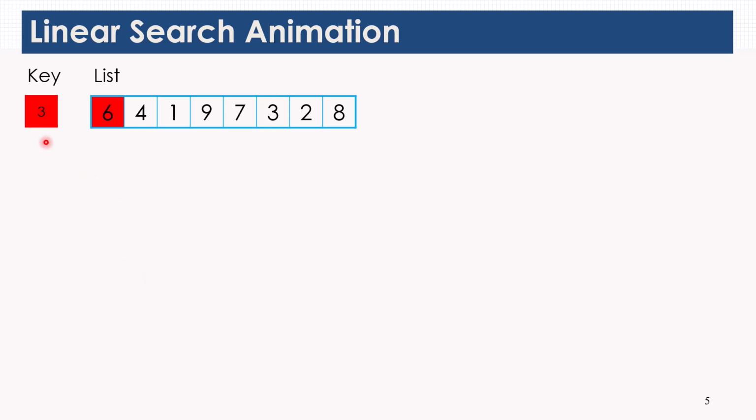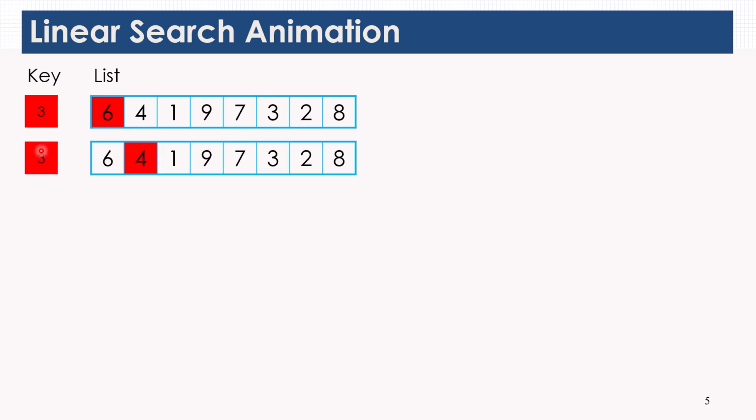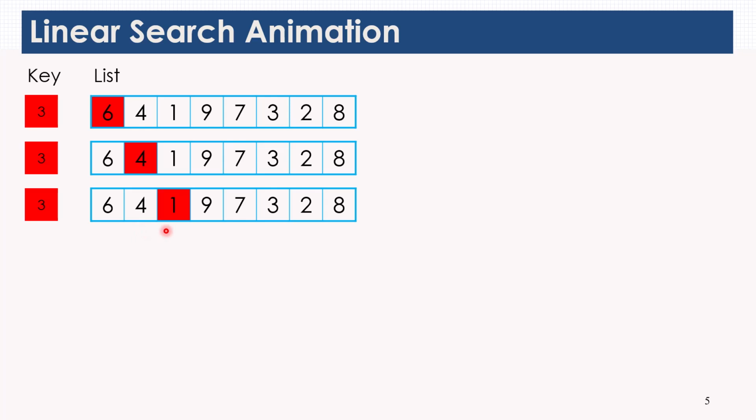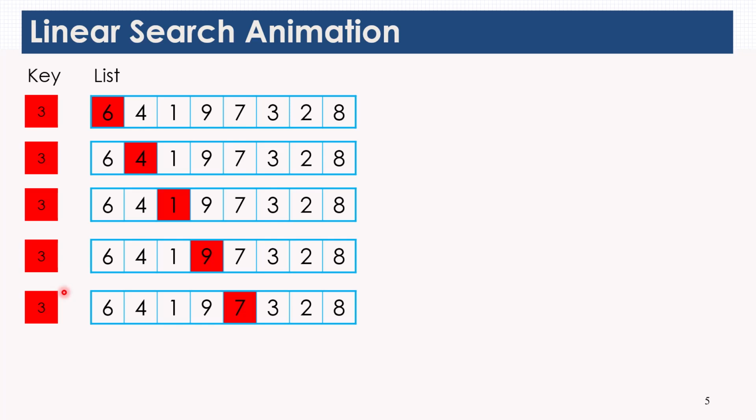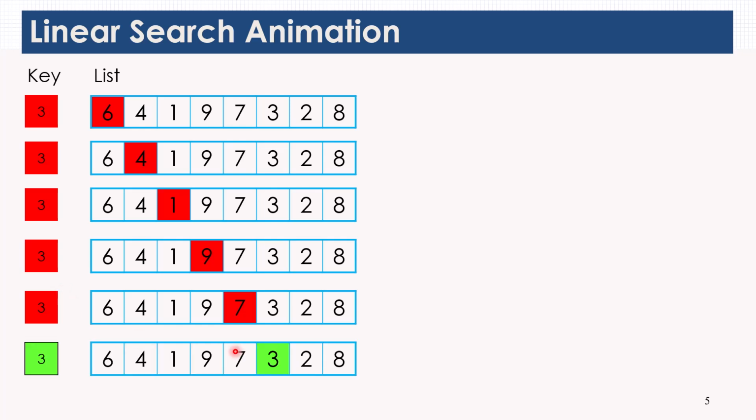In this example, the element we are looking for is a 3, which is called key, and this is the list, which is an array of integers. The linear search starts from the first element and goes to the next element until the end. In every iteration, it compares the current indexed variable of the list with key. So the first element, 6, is not equal to key, so it will go to the next one, which is 4, and 4 is not equal to the key. It goes to the next element, 1, and 1 is not equal to 3. It goes to 9, and 9 is not equal to 3. It goes to 7, and 7 is not equal to 3. Now we have a match, so 3 is found in the list.